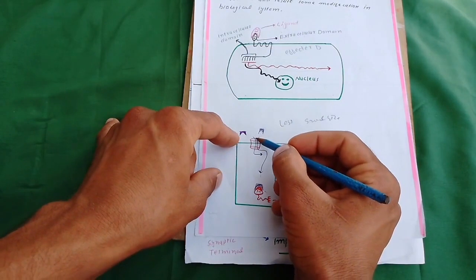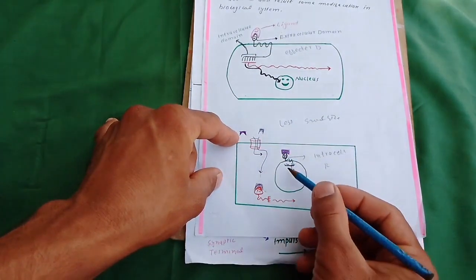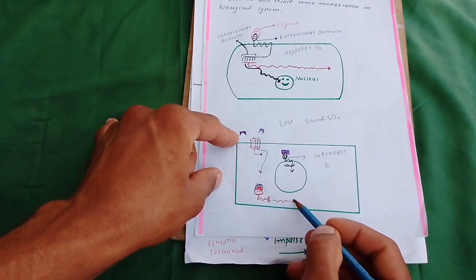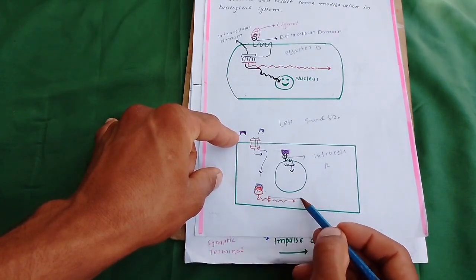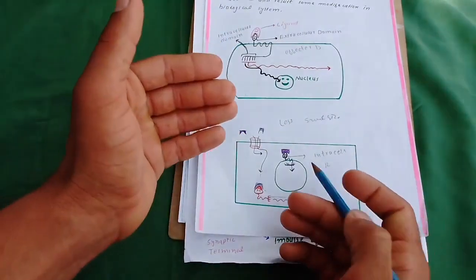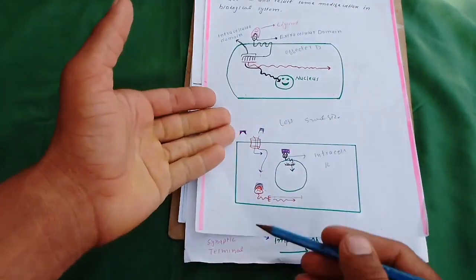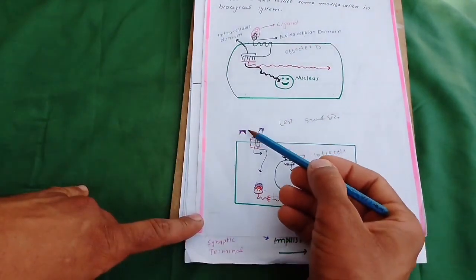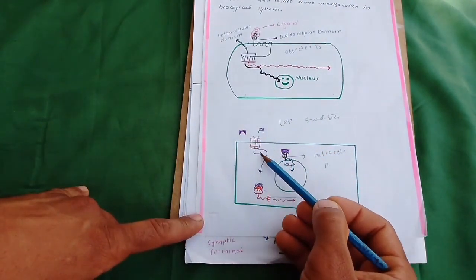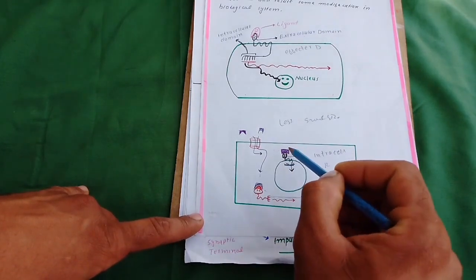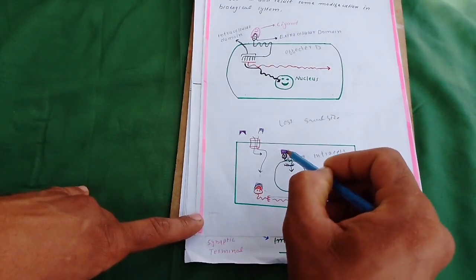This ligand enters the cell and attaches to its receptor. This is the receptor, and it produces modification and brings some biological changes, while another ligand is attached to this receptor. Suppose this one is the ligand which carries a message to this receptor. Suppose this is the message for the cell to produce protein.